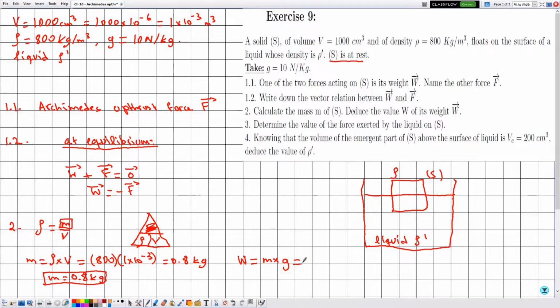So now the mass that we have determined is given by 0.8, knowing that we are performing this experiment on Earth, so G is given by 10. Then the weight is given by 80 newtons because both mass and G are in the SI. So the value of the real weight is given by 80 newtons, the magnitude. So here let me write that the magnitude of the real weight is given by 80 newtons.